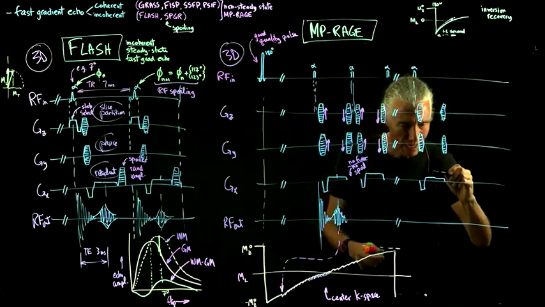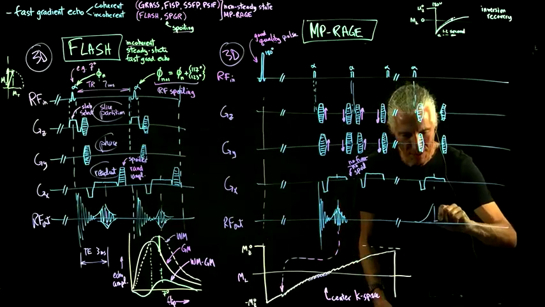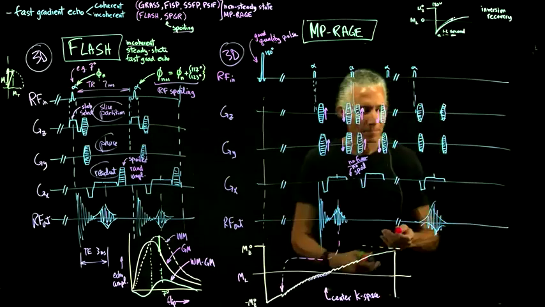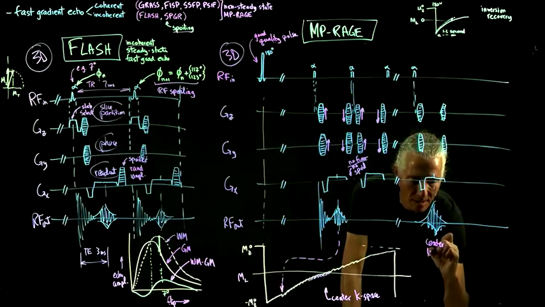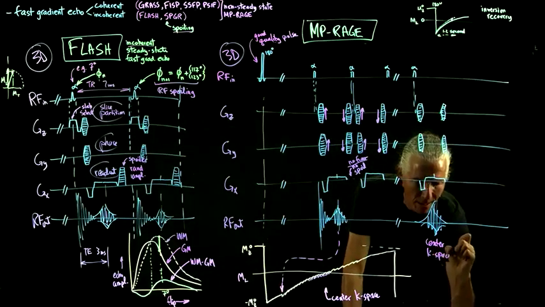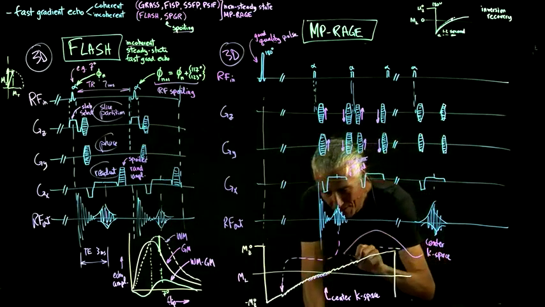And so say this guy is the center of k-space. So this is a nice big echo for the center of k-space. So that guy, center k-space, where does that guy go? So that guy goes right there.